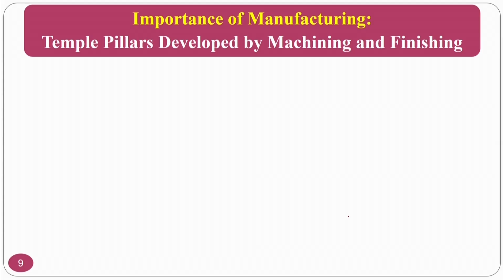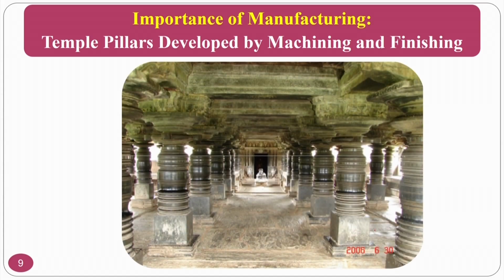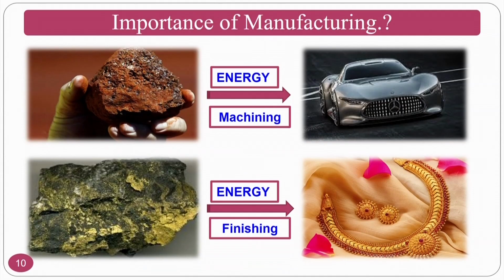Importance of manufacturing: for the auspiciousness of this course, I just gave you a glimpse. This is a temple fabricated using subtractive manufacturing processes like machining, finishing and other things. We have machining as well as finishing. I have a raw material that is converted using machining and other processes, so you can fabricate a car structure and all those things. Another one is finishing applications: from gold ore, you get gold ornaments and all those.